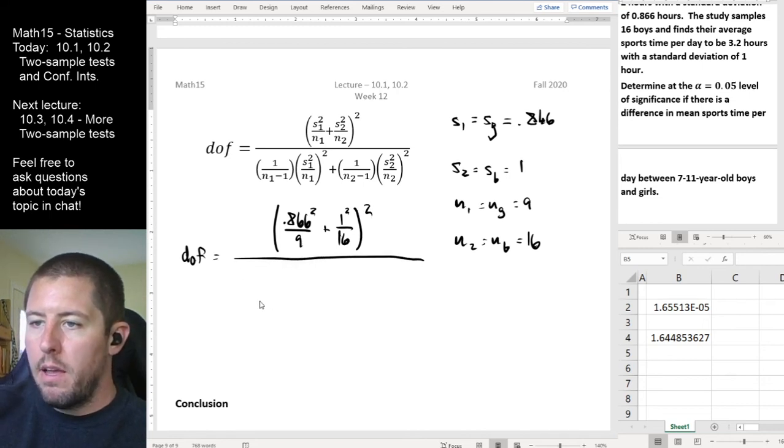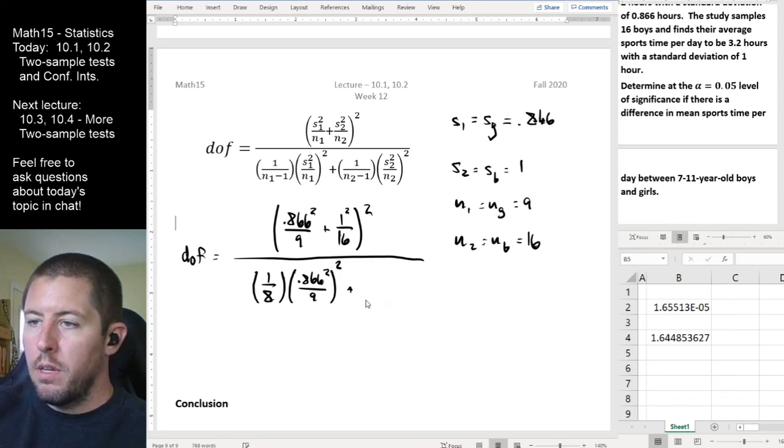All divided by, first, 1 over 1 less than the first group's sample size, so that's going to be 1 over 8, times S1 squared over n1, our 0.866 squared over 9, squared, plus 1 over 1 less than the other sample size, for the boys, so that's 1 over 15, times our 1 squared over 16, and we're squaring that as well.